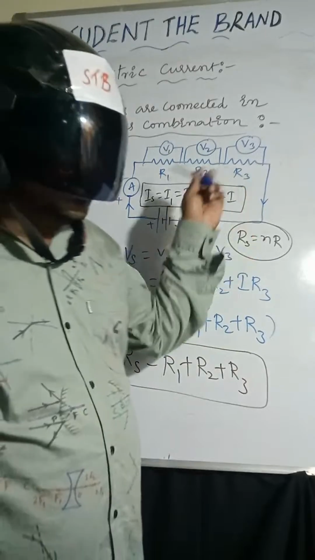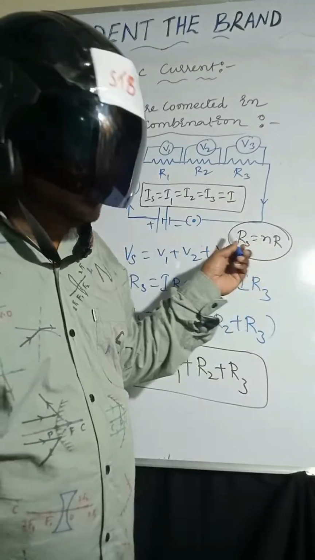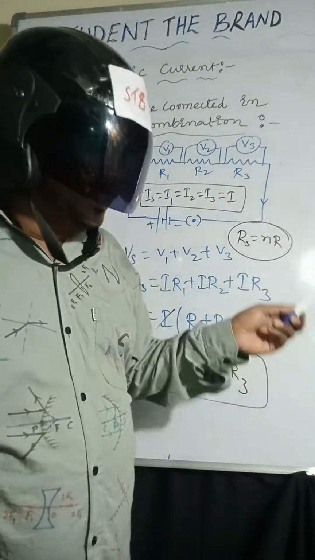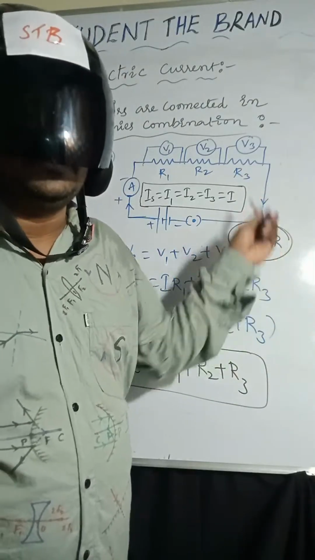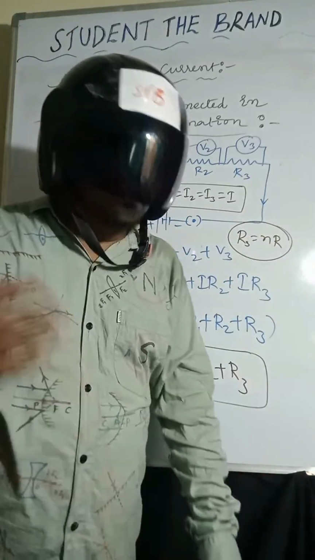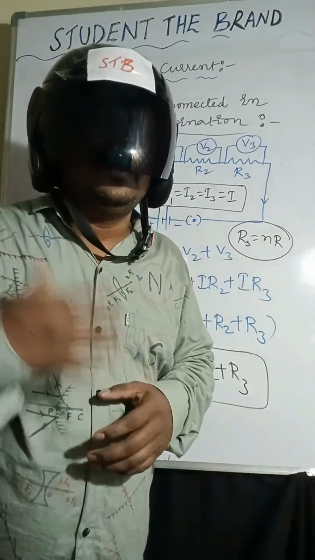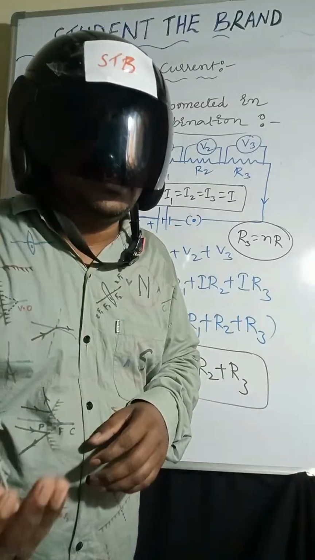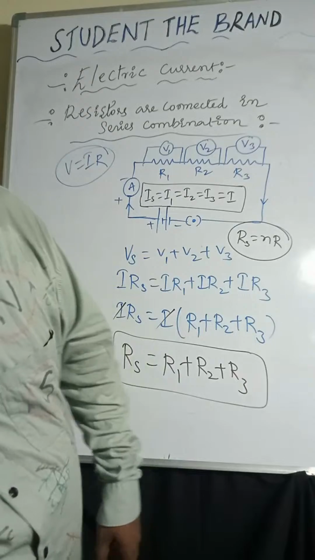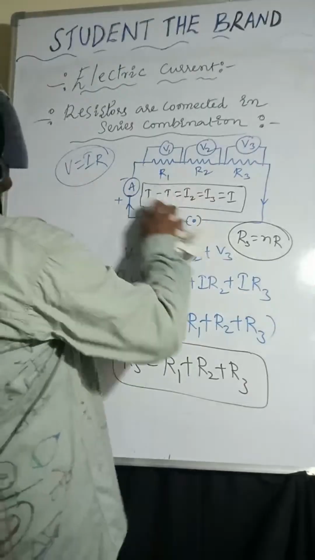If n number of resistors are connected in series combination, Rs equal to nr. I hope it is very clear. Now we will discuss resistors connected in parallel combination. So are you all ready? So let's start: resistors are connected in parallel combination.